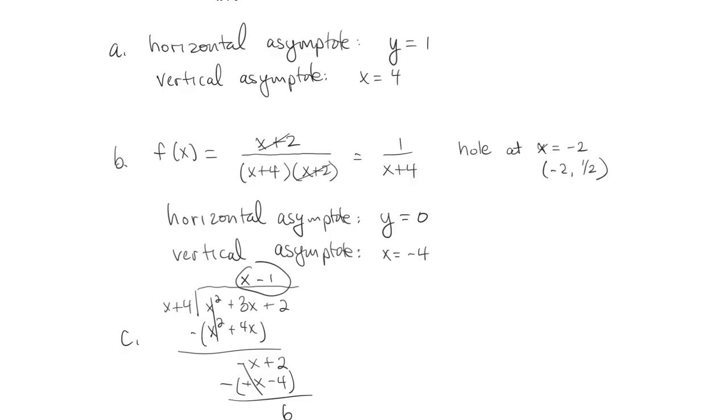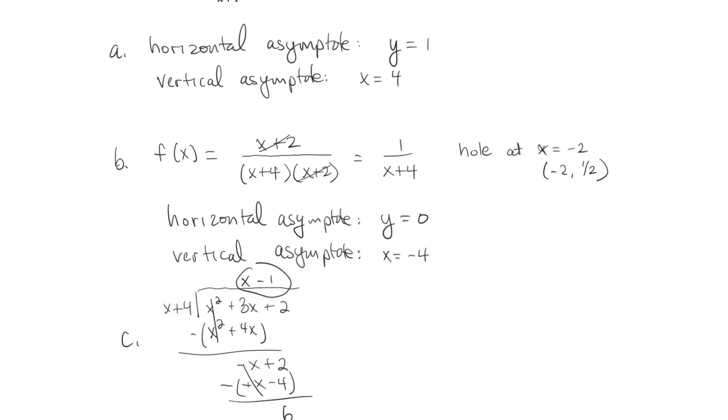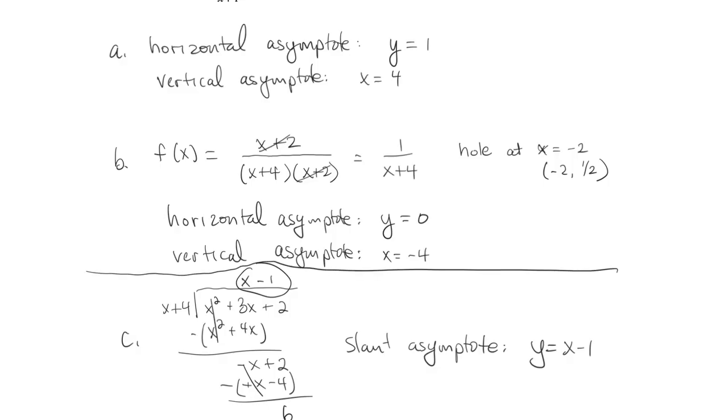So for part C, the slant asymptote is the line y equals x minus 1. The vertical asymptote is still the domain restriction for the denominator. It's x equals -4.